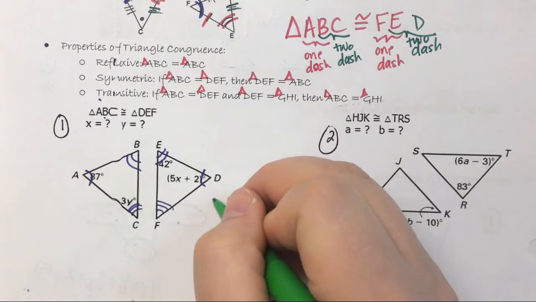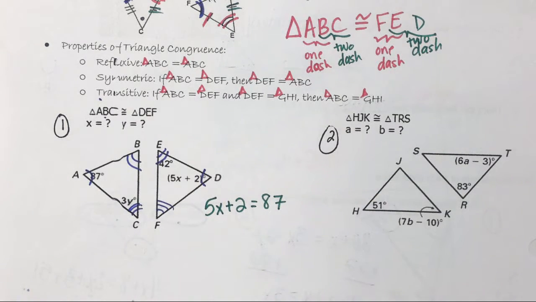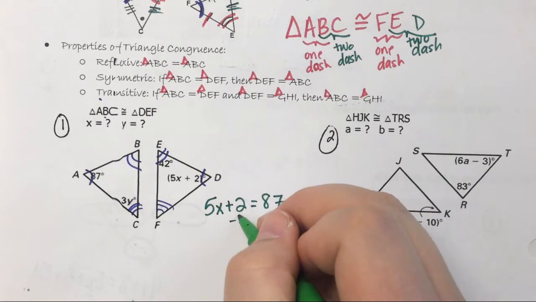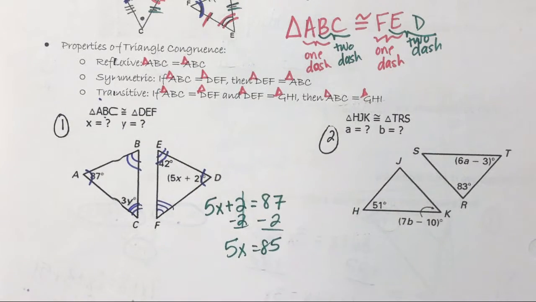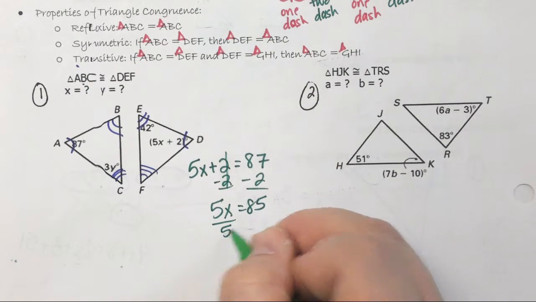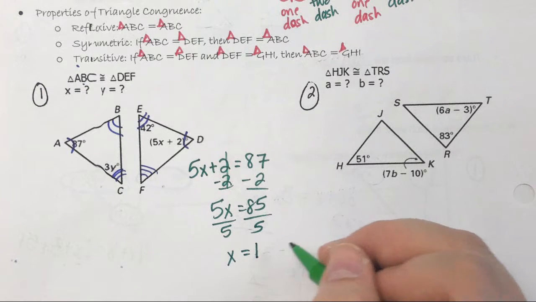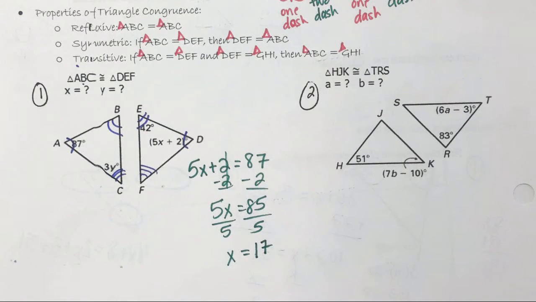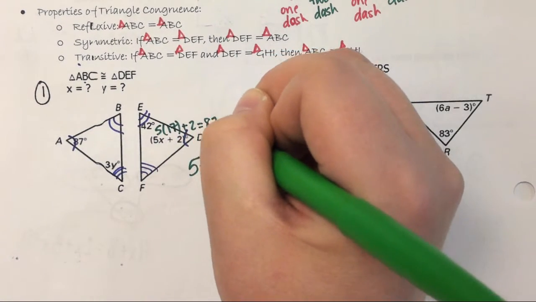For instance, I know 5x plus 2 equals 87 because those were the 1 rainbow pieces. So if I subtract 2, I get 5x equals 85. If I divide by 5, I get x equals 17. And of course, it would be smart to plug it back in and check it. 5 times 17 plus 2 really is 87, so I know I'm right.